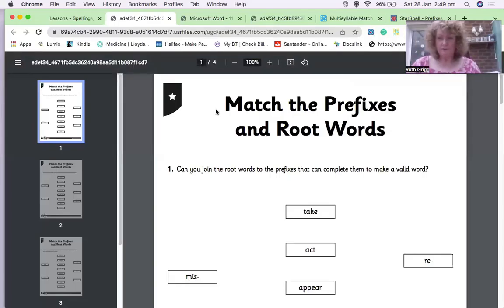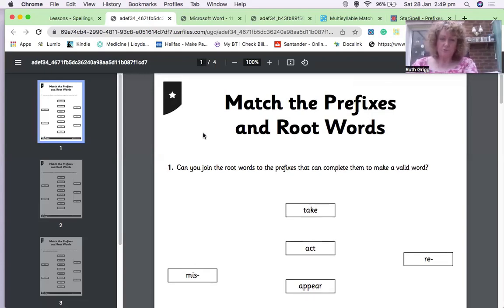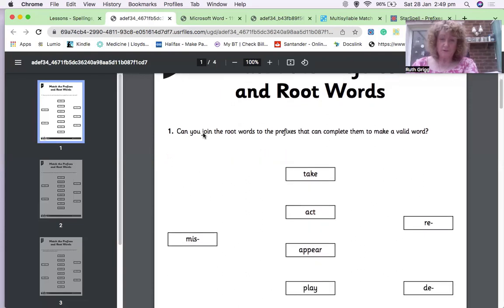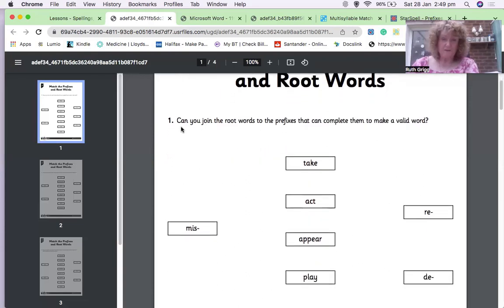If you go down and click on the boxes underneath, you'll pull this one up: match prefixes and root words. So all you need to do, you need to print it out, of course. Join the root words to the prefixes that can complete them to make a valid word. So we've got miss, re, and de. So miss might go with that one. See what you can do.